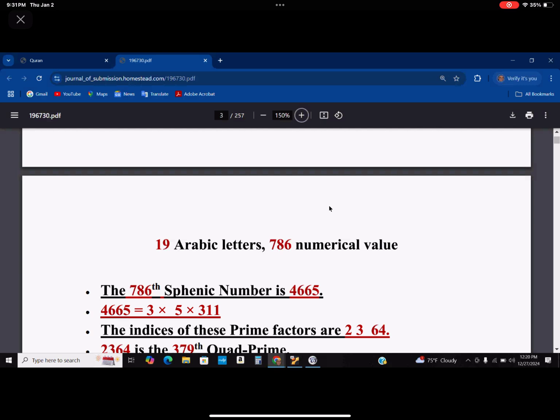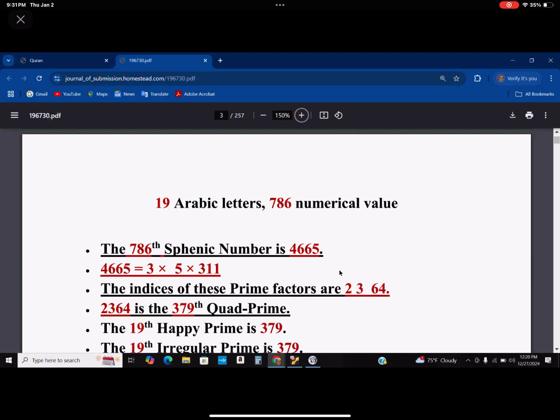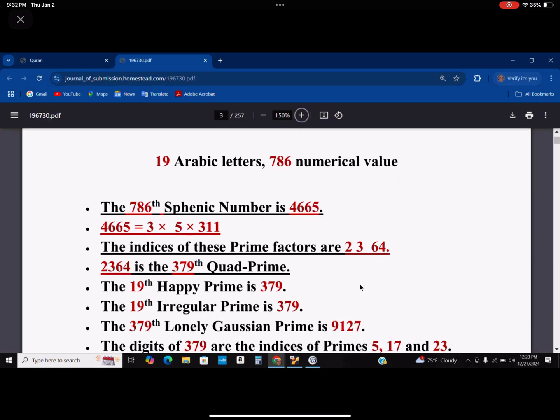So as I said, 786, the sphenic number, is 4665. This number 4665 is actually a tri-prime, and sphenic numbers means that their factors are distinct prime numbers. You see 3, 5, 3, 11. It means they're not repeating. The indices of these prime factors are 2, 3, 2, 3, 6, 4. 2364 happens to be a quad prime. Its index is 379.